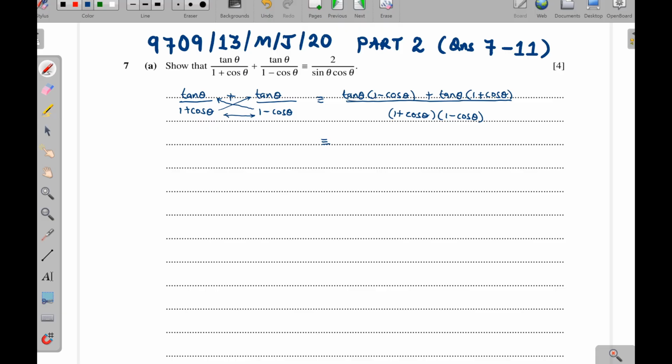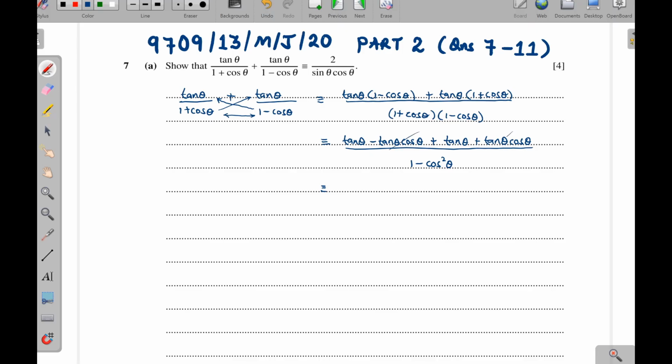So when we open the brackets here, we shall have tan of theta, then minus tan theta cosine of theta, then plus tan theta, then plus tan theta cos theta. Then we divide by, this is a difference of two squares, so when you open, you will get 1 minus cos squared of theta. In other words, I just get 1, square it, then minus, I put the cos of theta, then squared, okay? Difference of two squares. Okay, then after this, what are we going to have?